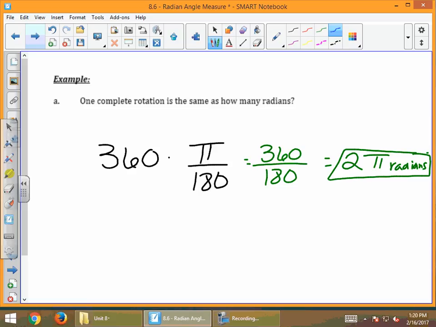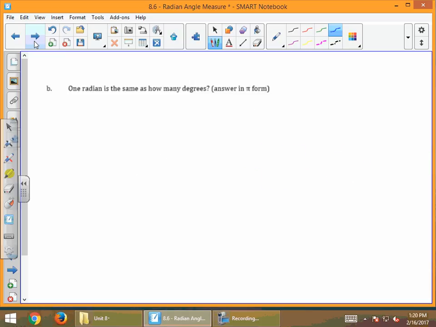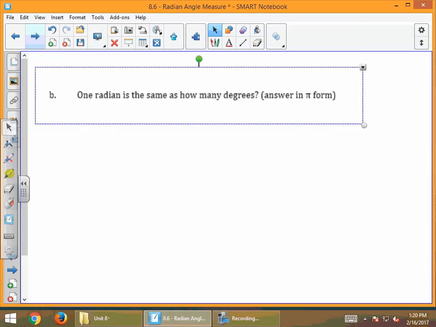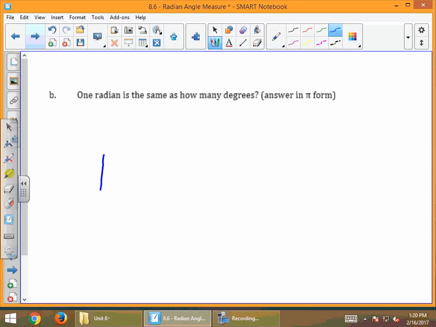Think of it: we want to know how many degrees is 1 radian. Well, 1 radian is 1. If we're going from radians to degrees, what do we multiply by? Again, it's at the top of your paper. Look at the little formula. It says degrees to radians. It tells you to multiply by what? 180 over pi. Those are just examples we did.